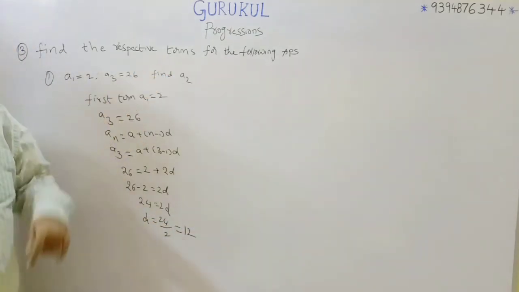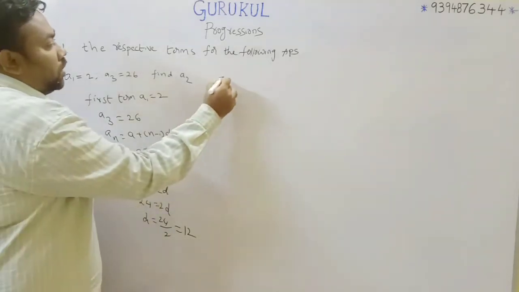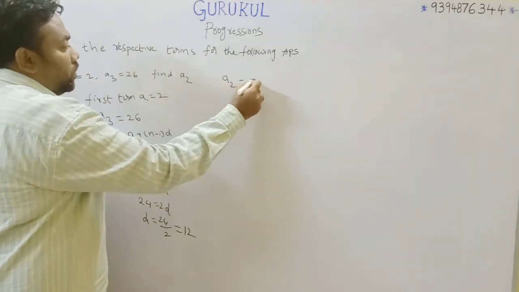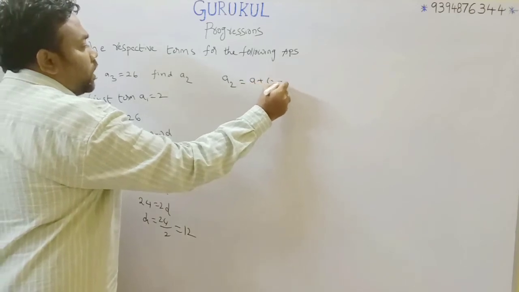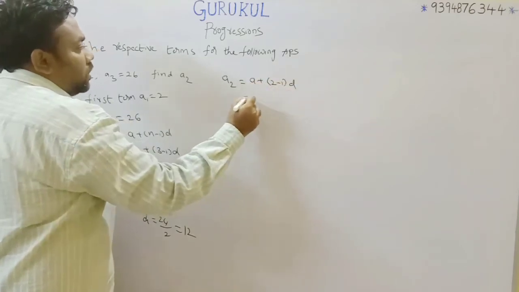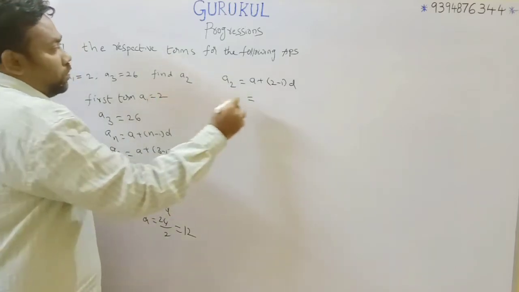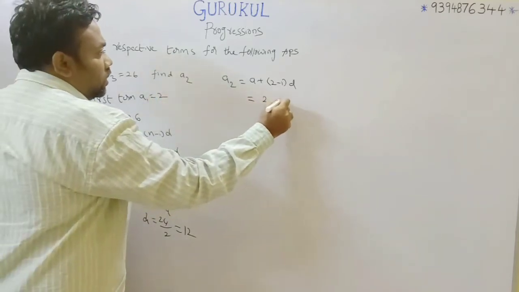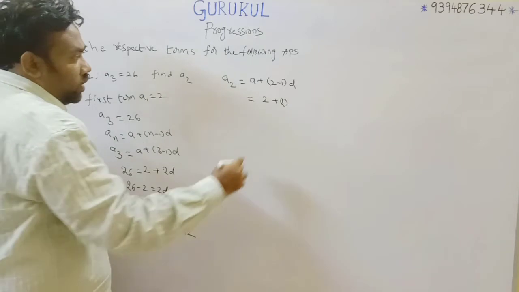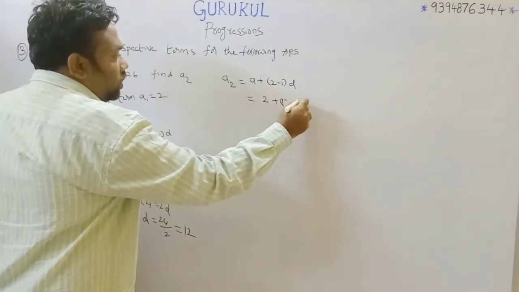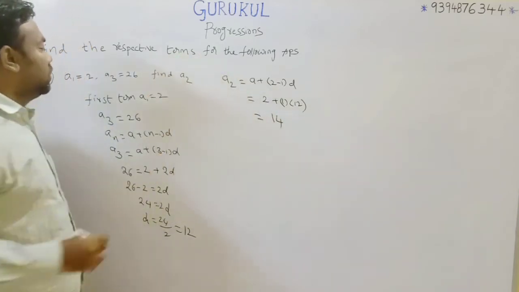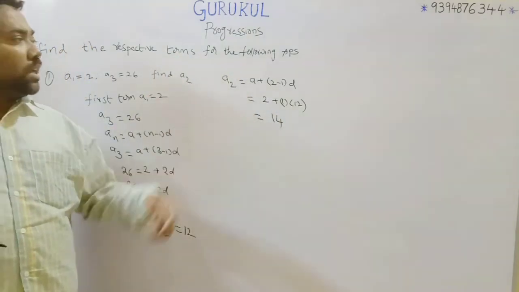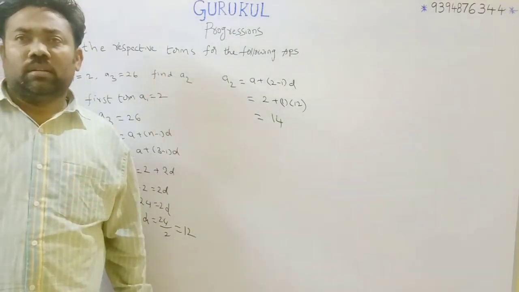Now find the A2 value. A2 equals a plus (2 minus 1) into d. First term 2 plus 1 into d value 12. So 12 plus 2, 14. This is the A2 value.